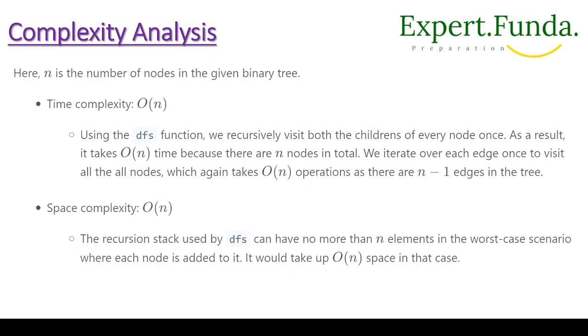Now coming back to the complexity. The time complexity is O of n, because the total number of nodes is n and it is using a DFS function. For every node, we have to traverse, so O of n times, because we have n nodes in total, and we iterate over each edge. It will take to complete all the nodes and all the n-1 edges. The space complexity will also be O of n, because of the recursive calls.